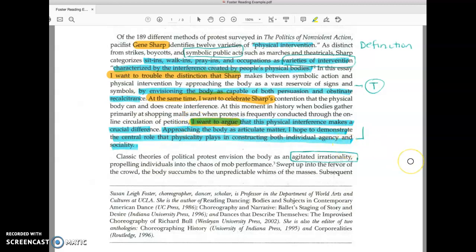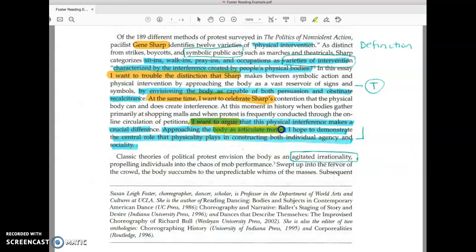I want to argue that this physical interference makes a crucial difference. Approaching the body as articulate matter, I hope to demonstrate the central role that physicality plays in constructing both individual agency and sociality. Again, you are not the audience for this. Other scholars who study choreography, dance, protest are the intended audience. Nonetheless, you can figure out generally what she's arguing for.